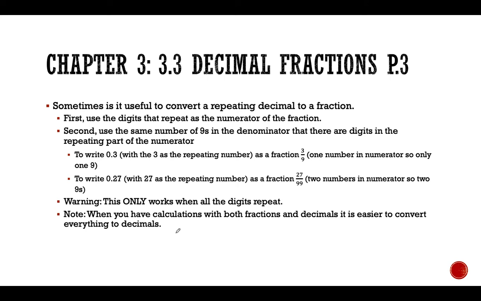Sometimes you need to convert a repeating decimal to a fraction. So here's how you need to do that. First, use the digits that repeat as the numerator of the fraction. So for instance, if it was 0.27, you would use 27.